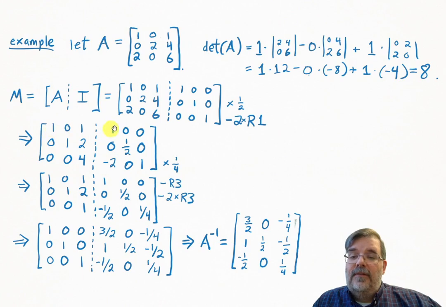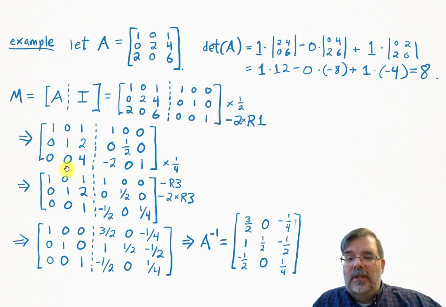After doing that, the first row has not changed. The second row, 0, 2, 4 becomes 0, 1, 2, and 0, 1, 0 becomes 0, 1/2, 0. This last row, so we have 2 minus 2 times 1 is 0. 0 minus 2 times 0 is 0. 6 minus 2 times 1, that's 4. 0 minus 2 times 1 is negative 2. 0 minus 2 times 0 is 0. And 1 minus 2 times 0 is still 1.